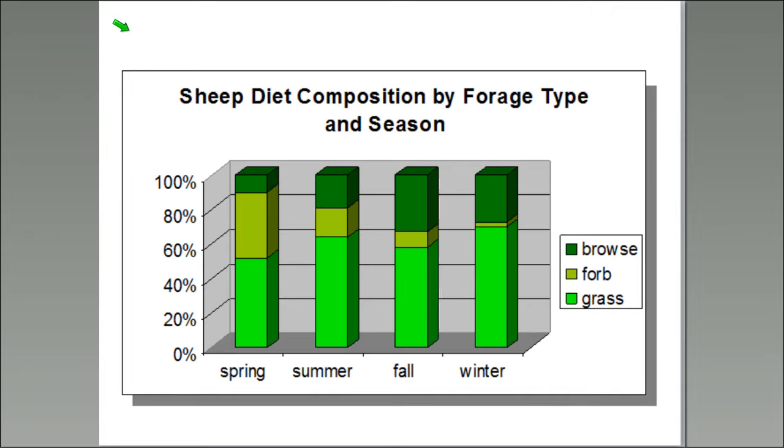And then we'll see a similar type of arrangement for sheep. Pretty consistent with the amount of grass across the seasons. The forb and the browse component changed. Not rocket science here. One of the reasons that they ate more forbs, both the cattle and the sheep ate more forbs in the spring, is because that's when they were available.